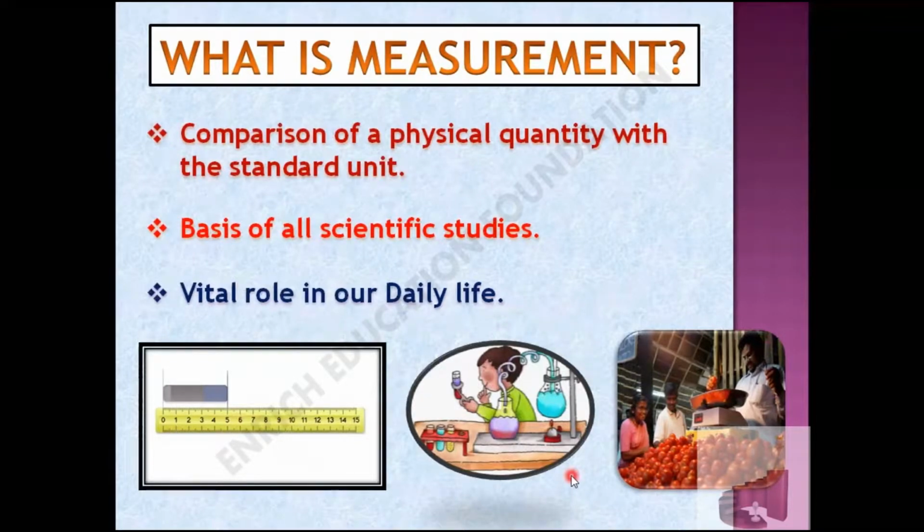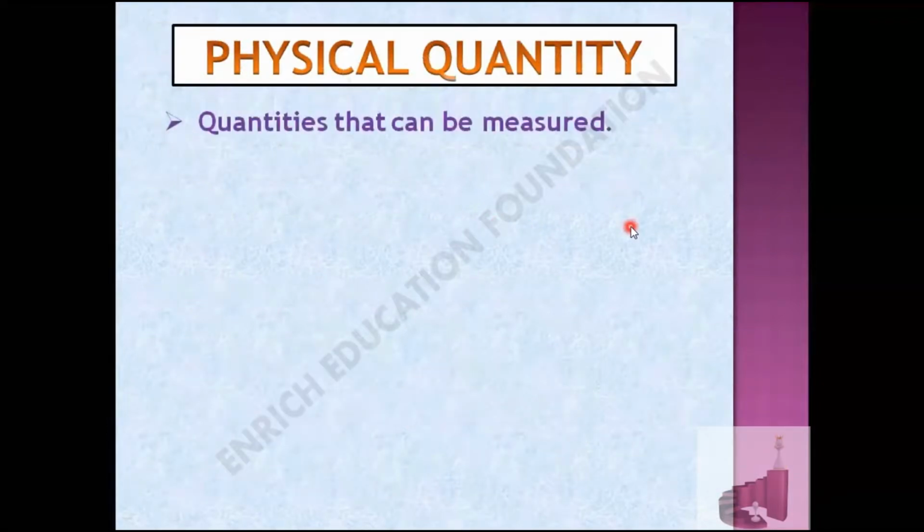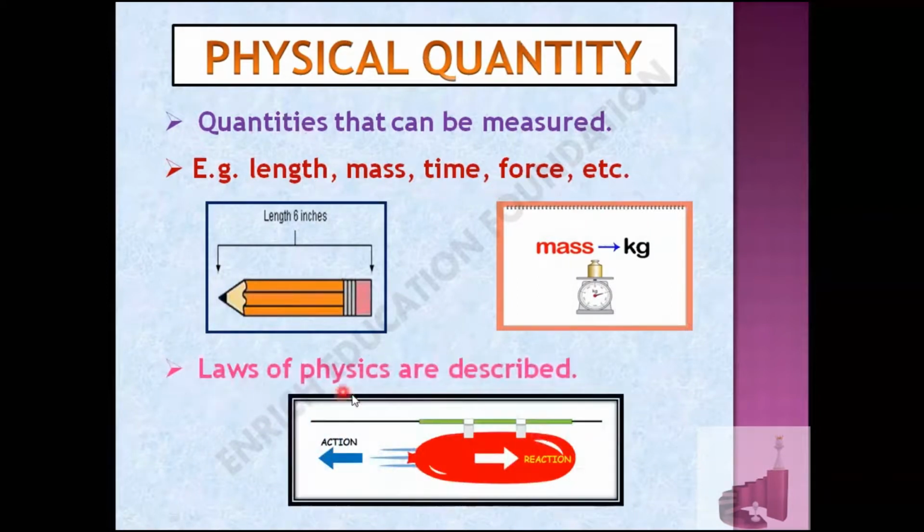Now when we are talking about measurement, we have told that it's a means of comparing a physical quantity with a standard unit. So what is a physical quantity? The quantities that can be measured are called as the physical quantity. And the example for physical quantity you can take as length, mass, time, so on. And the laws of physics are described with the help of the physical quantities. For example, if we consider the Newton's third law of motion, that is every action has an equal and opposite reaction, this law can be explained with the help of the forces that act on the bodies.